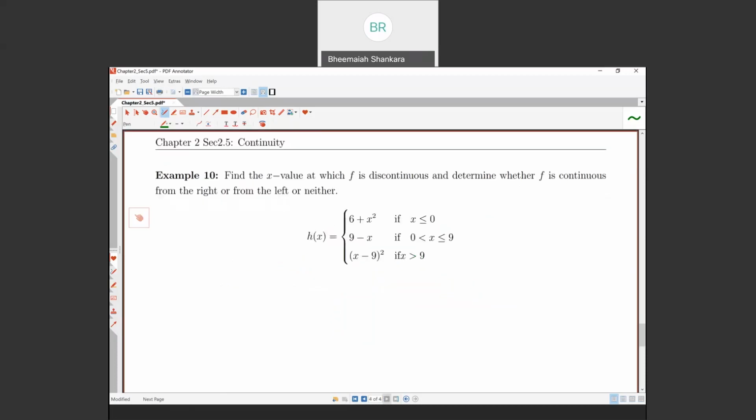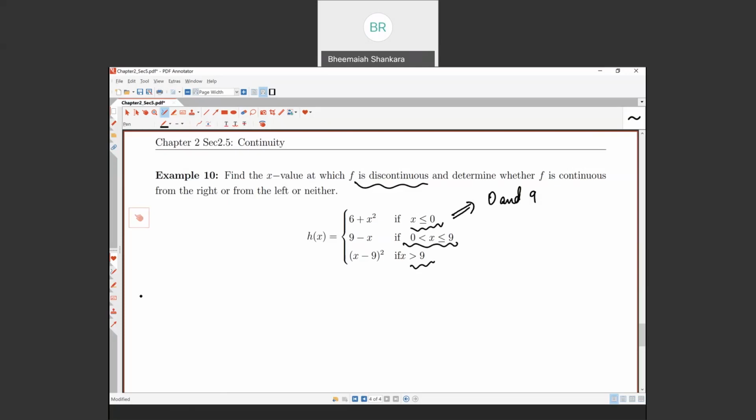In the next problem, you are asked to find the x value at which the function is discontinuous and also determine whether the function is continuous from the right or from the left or neither. Before you start the problem, you want to analyze at which points you will discuss the left continuity or the right continuity. So read the limits carefully. You have a discussion at 0 and 9, so this lets you know that you have to choose 0 and 9 for our limit value discussion.